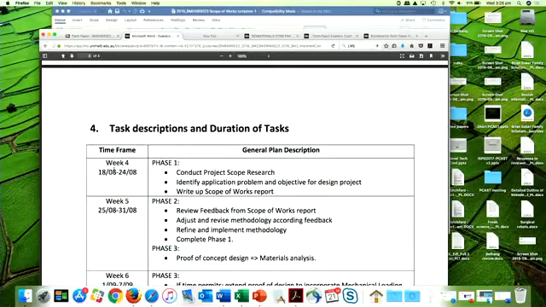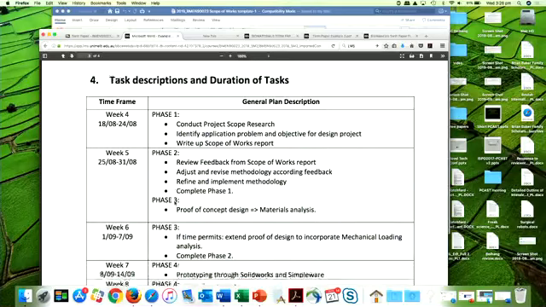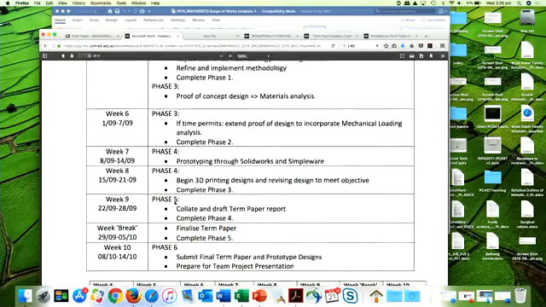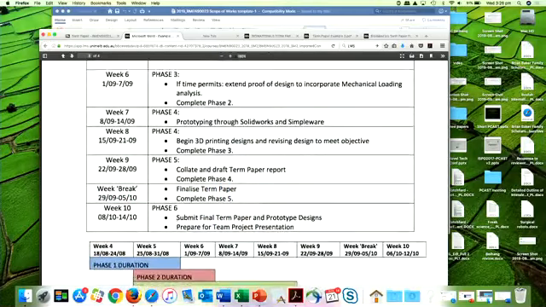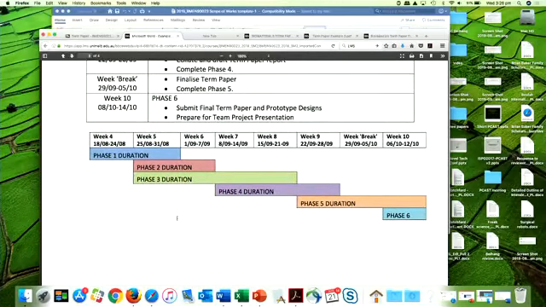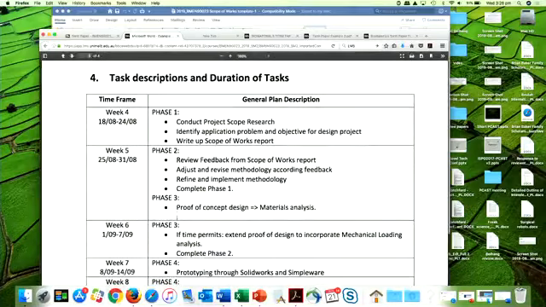So it says, week 4, you're going to do a scope of research, phase 1, phase 3, then begin 3D printing, draft term paper finalized, and then you have something like this. It's very easy, but this is important. This is really where you discuss with your partner and say this is what we're going to plan. But please don't copy this.